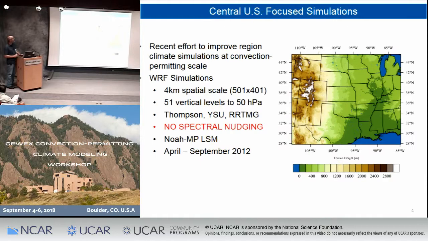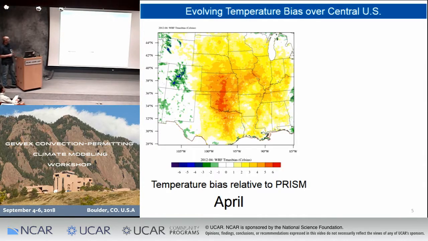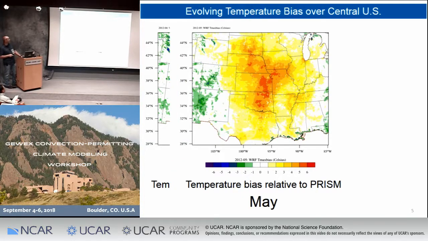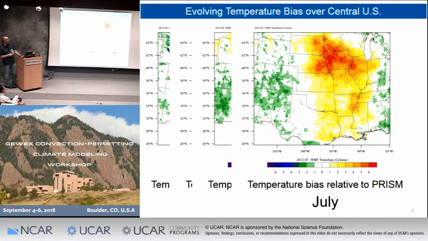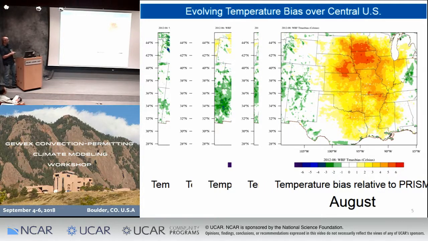So what we did was focus on this region of interest and look at a reduced domain, again at 4 kilometers. It's basically a subset of that larger domain, with no spectral nudging. So we removed the sort of cheating that we were doing to remove the warm bias, and looked at the summer of 2012 for these simulations. This is proof that we were reproducing that bias in the central part of the U.S. We go from April, May, June, July, August, and you see that warm bias starting to form and intensify over the central part of the U.S.